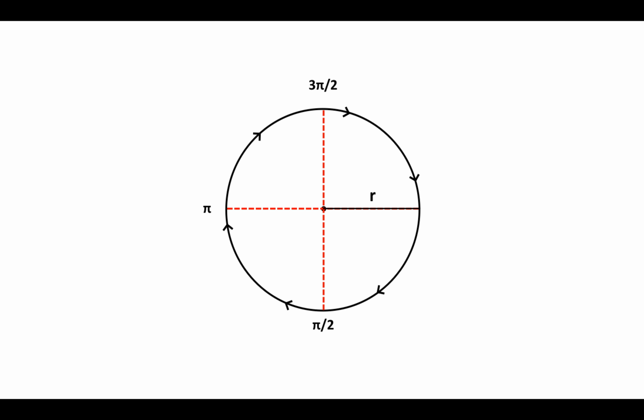And one more time, I have 0 degrees or 0 radians, pi over 2 radians, pi radians, 3 pi over 2 radians, and over here, 2 pi radians.